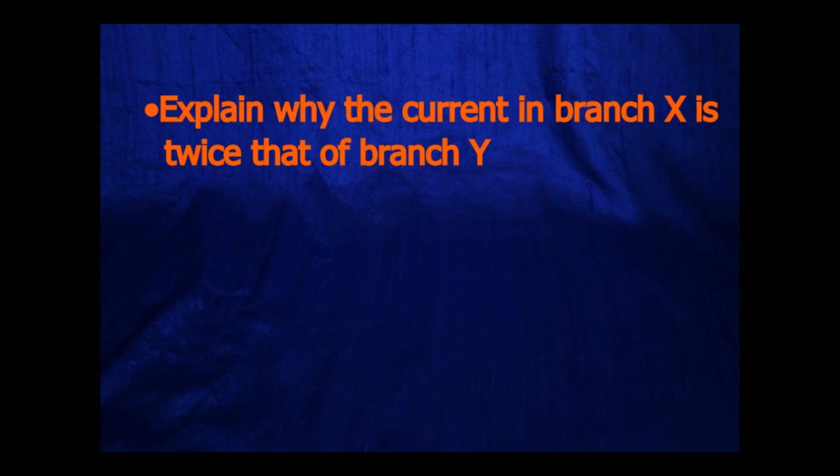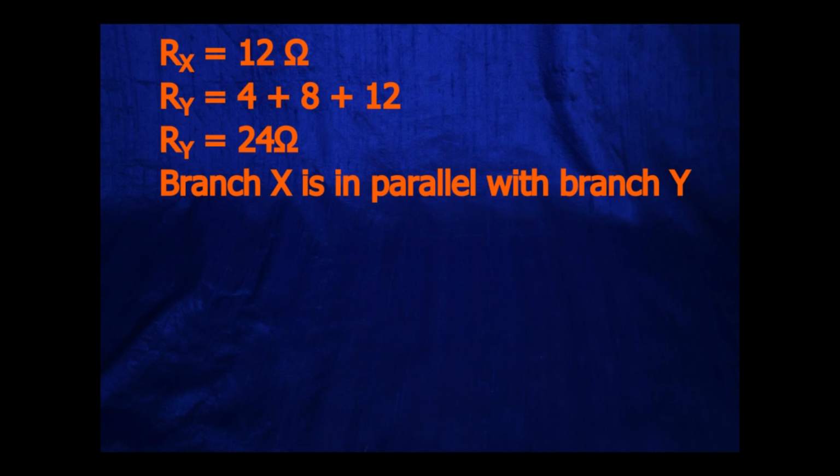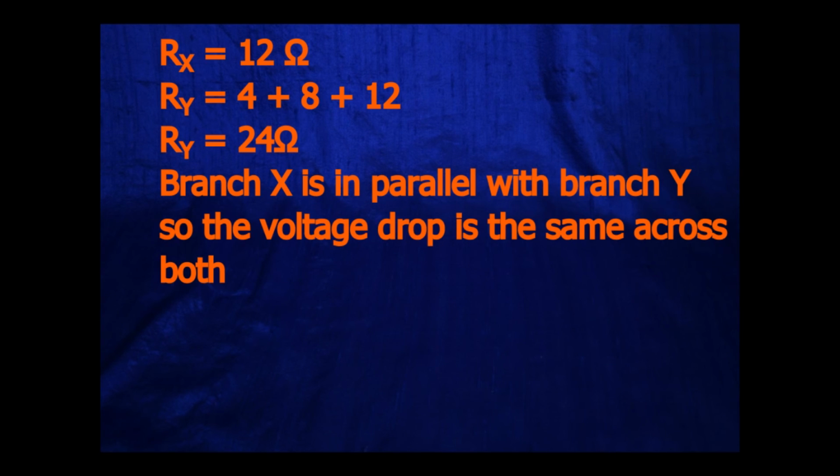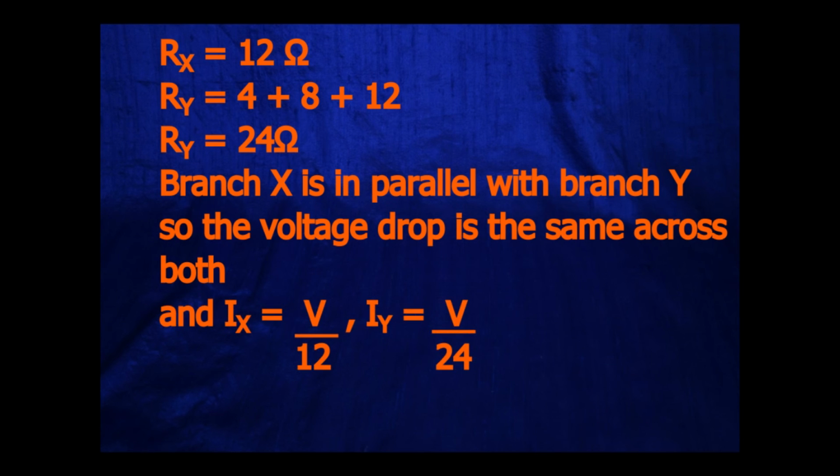Next bit, explain why the current in branch X is twice that of branch Y. We know that Rx is 12 ohms, and the resistance of branch Y is 4 plus 8 plus 12, which is 24 ohms. Branch X is in parallel with branch Y, so the voltage drop is the same across both sets of resistors. And we can say Ix is V over 12 and Iy is V over 24. So Ix is twice Iy.